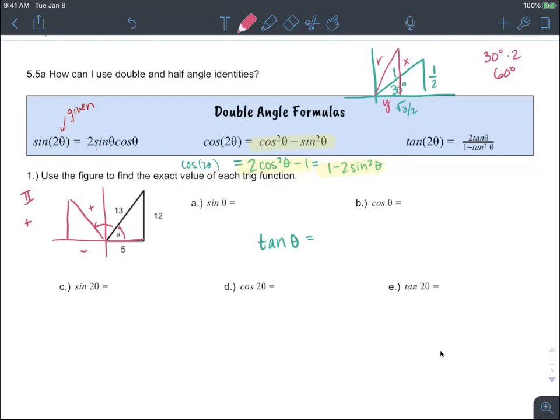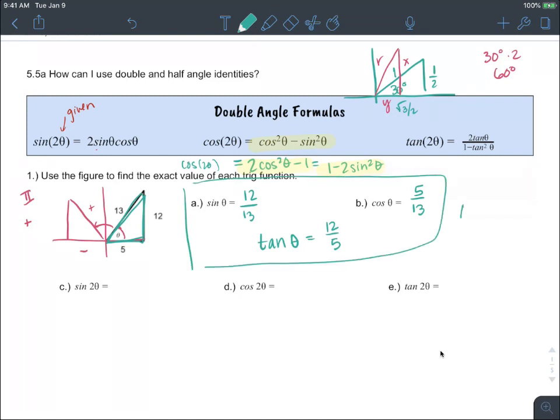Okay, so first off, let's figure out what the ratios are for our original angle here. Original. Okay, so sine is 12 over 13. We have 5 over 13 for cosine, and tangent is 12 over 5. We need these original ratios. This is from the original triangle, to figure out the new triangle's ratios.